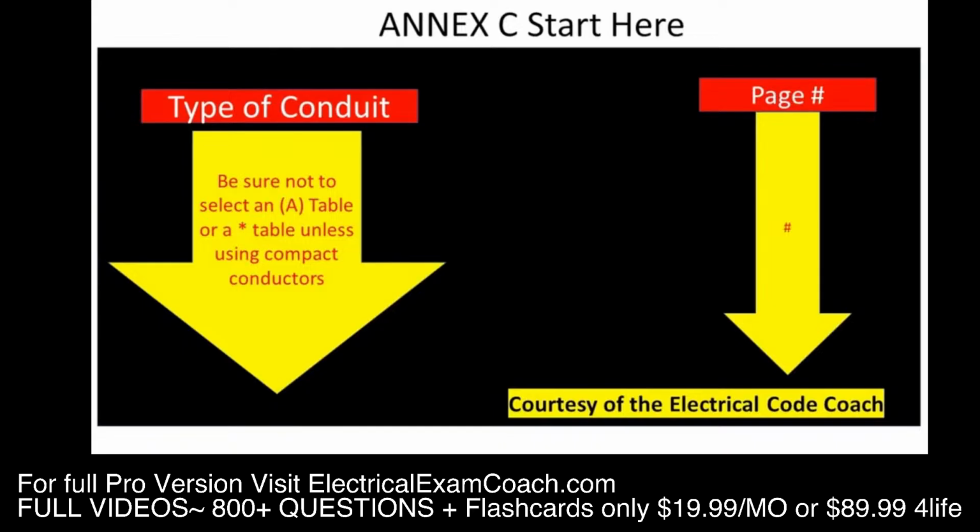So when you go to the first one, it says C1 EMT. And then the second one is C1A. That's letting you know it's a compact conductor table. Now let's imagine that we did want to go to EMT. Now to slide all the way over, if we look at our far right-hand column, we're going to find that that is our page number.